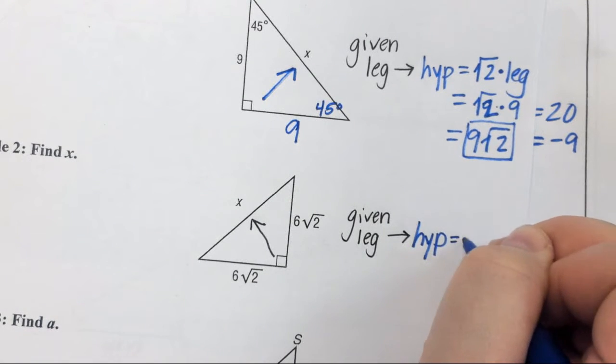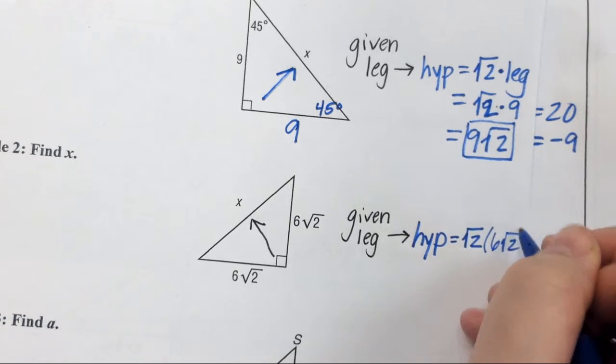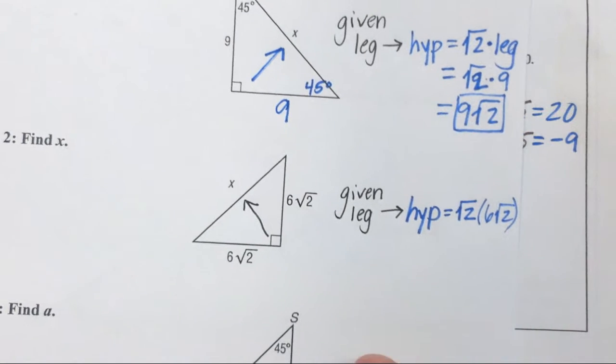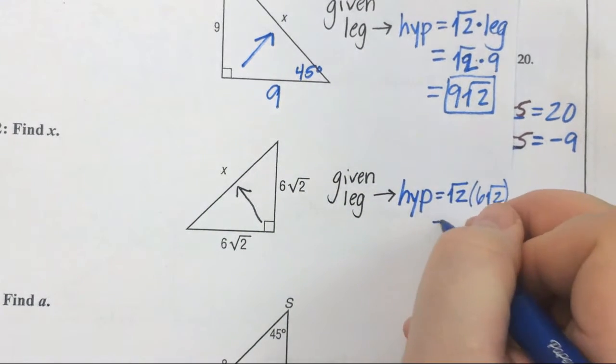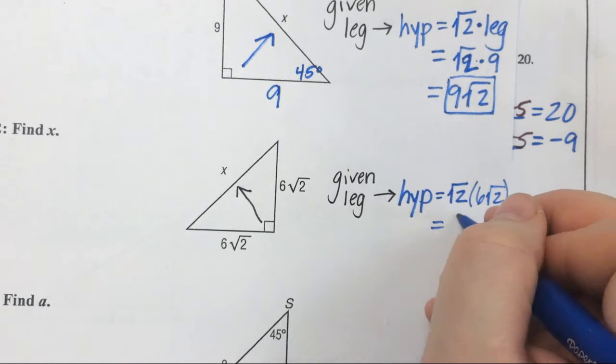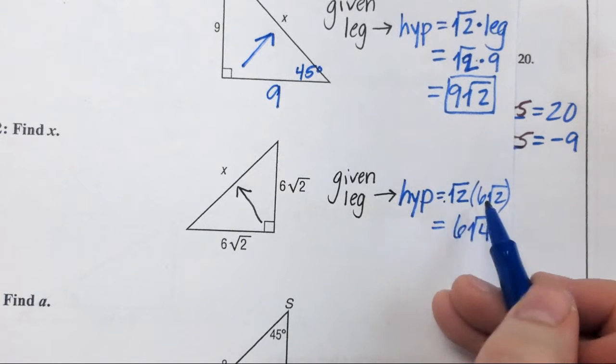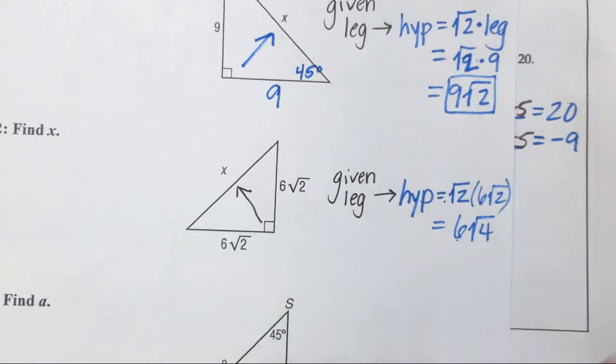So I'm going to multiply the leg times square root of 2. So 6 times square root of 2, times square root of 2. I'm running out of room. So I'm going to end up getting what? 6 square roots of 4. What Ellie's doing is she multiplied the numbers on the outside, 1 times 6 is 6, and the numbers under the radical, 2 times 2 is 4.